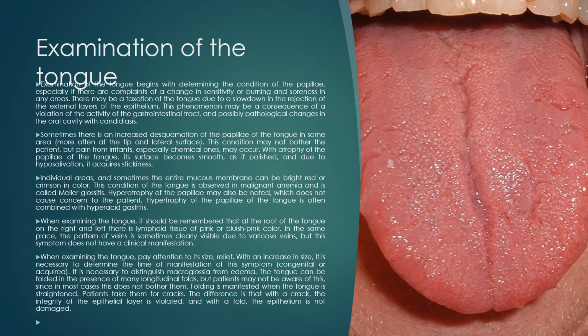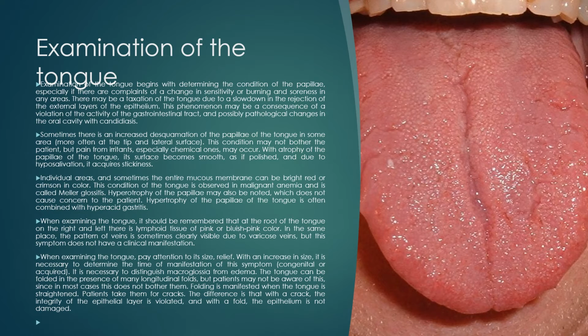Hypertrophy of the papillae may also be noted, which does not cause concern to the patient, and is often combined with hyperacid gastritis. When examining the tongue, it should be remembered that at the root of the tongue and on the right and left there is lymphoid tissue of pink or bluish color. So this is normal. When examining the tongue, pay attention to its size and relief.